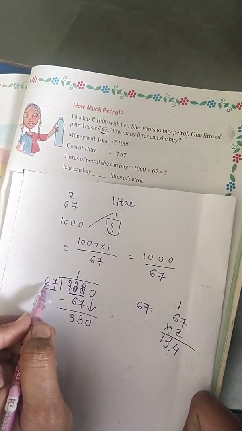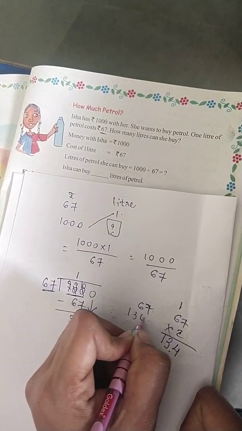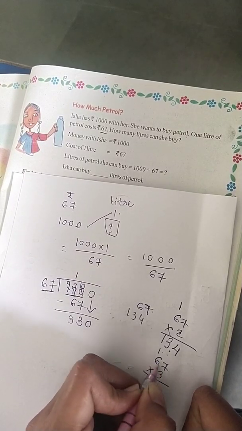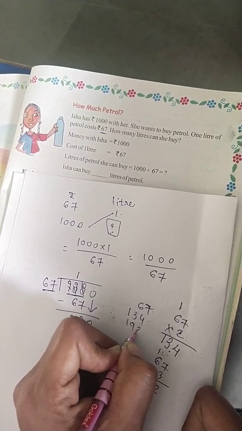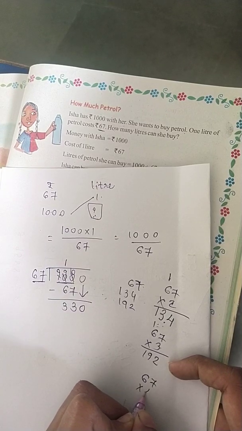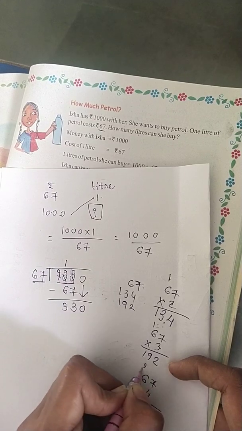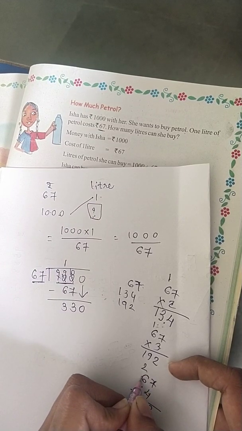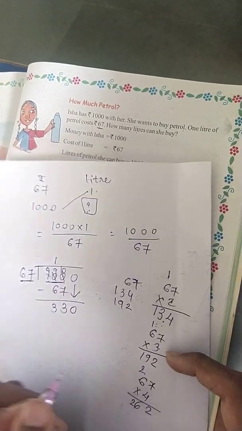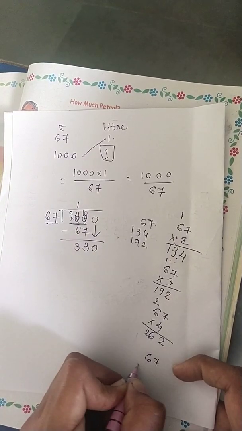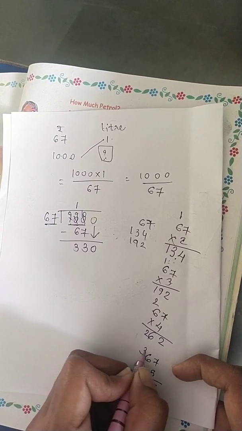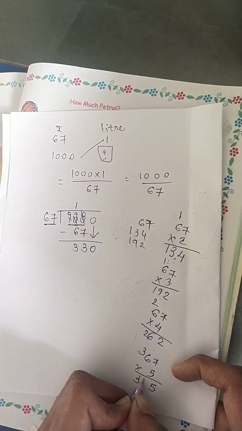Okay. Now again, 67 twos are, we know, 134. 67 threes are, 7 threes are 21, carrying 1, 6 threes are 18 and 1, 19, so 201. 67 fours are, 7 fours are 28, carrying 2, 6 fours are 24 and 2, 26. Okay. Now 67 fives are, 5 sevens are 35, carrying 3, 6 fives are 30 and 3, 33.